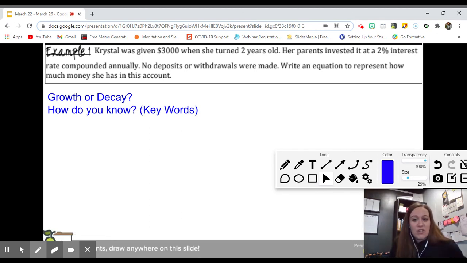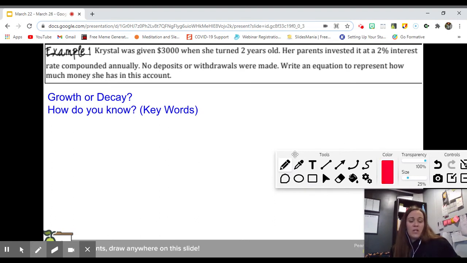Anyways, okay, so we have Crystal and she was given $3,000 whenever she turned 2 years old. Her parents invested it at a 2% interest rate compounded annually. No deposits or withdrawals were made. Write an equation to represent how much money she has in this account. Eventually we're going to be writing equations, but today I just want you guys to really identify, is this a growth or is this a decay question?